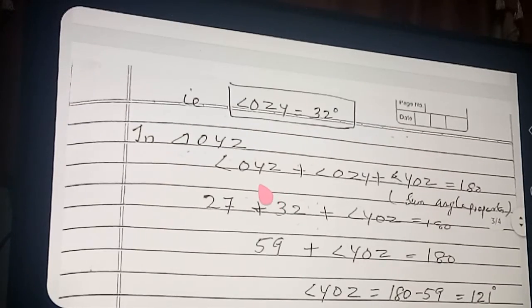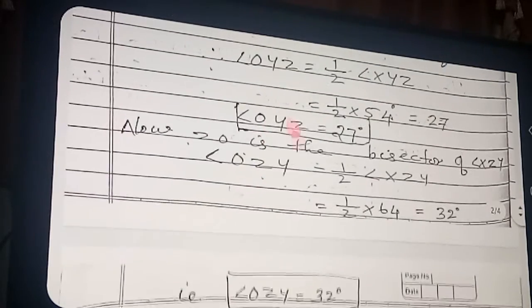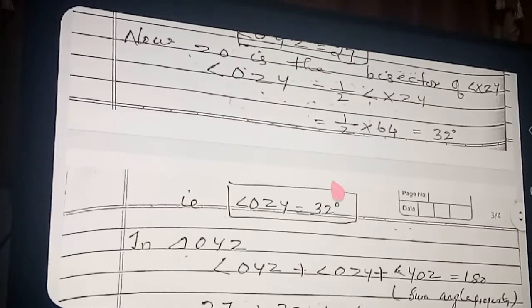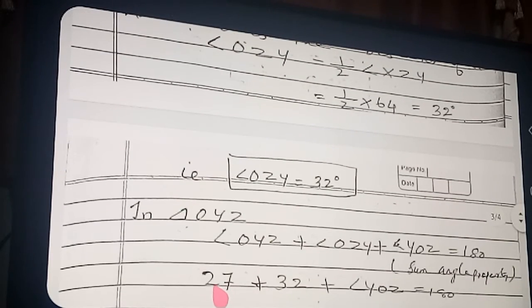See here. In triangle OYZ, angle OYZ plus angle OZY plus angle YOZ is equal to 180. Angle sum property. That is the theorem. Sum of all angles is equal to how much? 180. Clear? OYZ you already found, 27. Apply 27 in the place of OYZ. And OZY is given as 32 degrees. Plus YOZ is equal to 180.